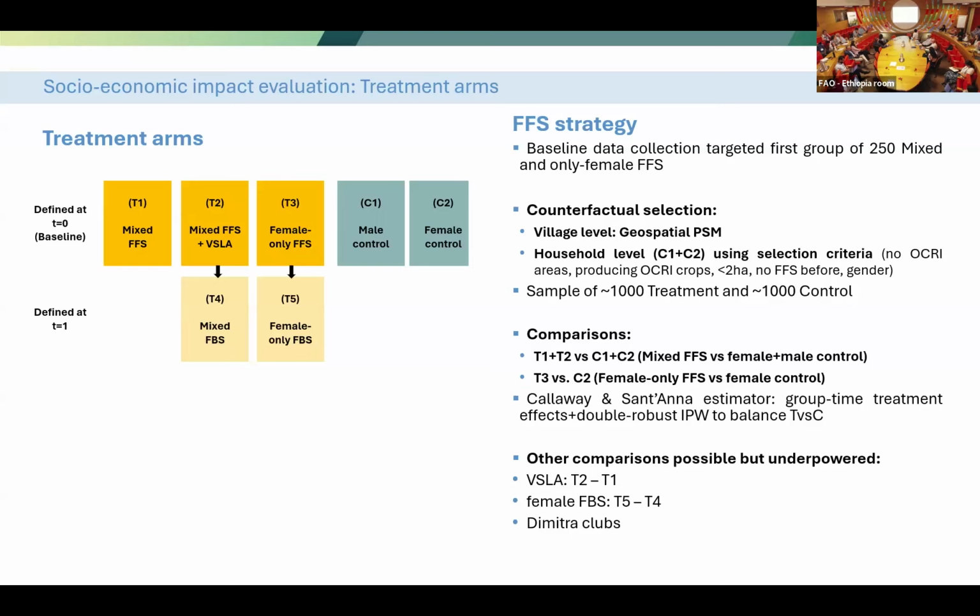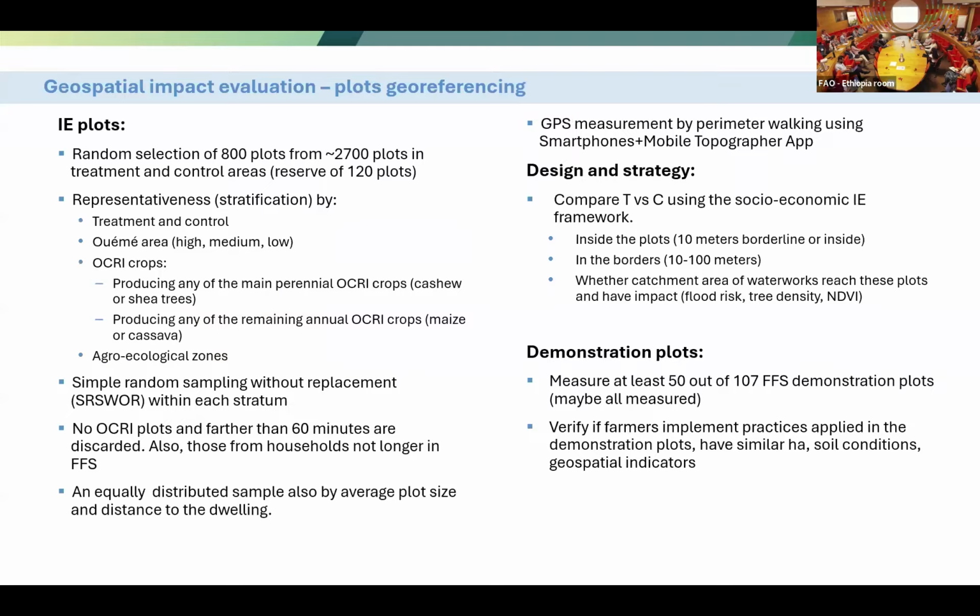You can make a nice comparison using T1 plus T2 versus C1 plus C2, and then we can also make a comparison with T3 versus C2 to capture the effect of the female-only farming first school versus female control. Other particular comparisons could be possible, but for this particular project, they're going to be underpowered, unfortunately.